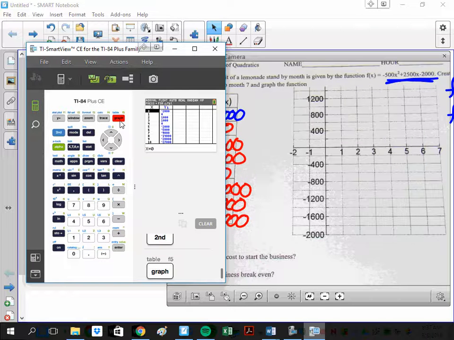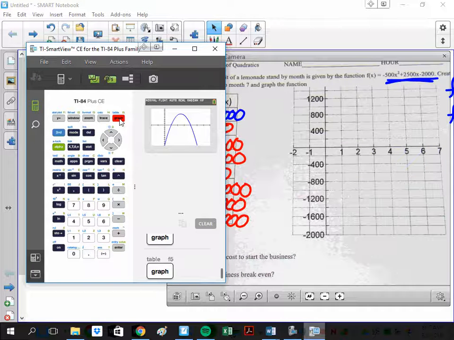Okay. So we go back to graph. There are a couple ways to find the maximum. Do we know where on the x-axis the maximum occurs?